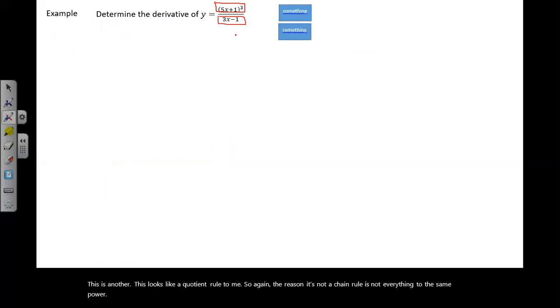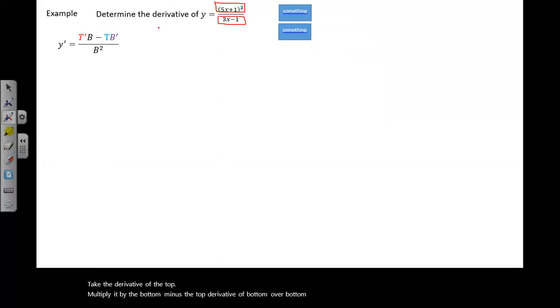I see this is one term. This is another. This looks like a quotient rule to me. So again, the reason it's not a chain rule is not everything to the same power. We're doing a quotient rule. Quotient rule says take the derivative of the top, multiply it by the bottom, minus the top, derivative of bottom over bottom squared.